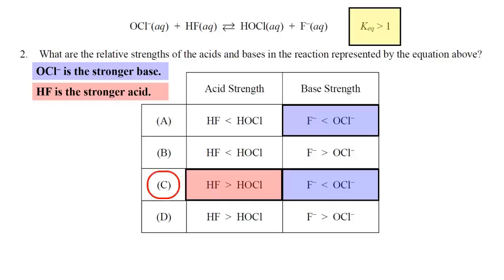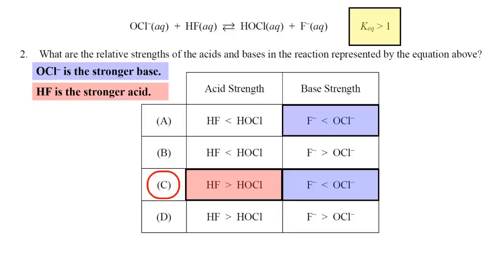So clearly, choice C is the correct answer to question 2. It identifies HF as the stronger acid and OCl- as the stronger base. And we know this since the value of K is greater than 1, it told us that the products are favored at equilibrium, which means that the reactants are the stronger base and the stronger acid.